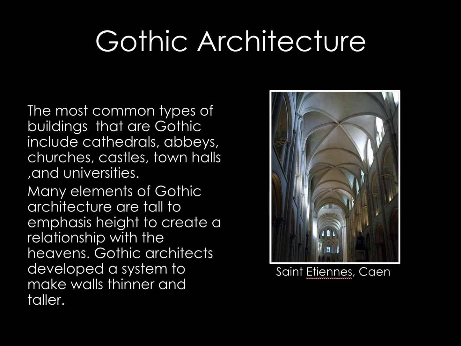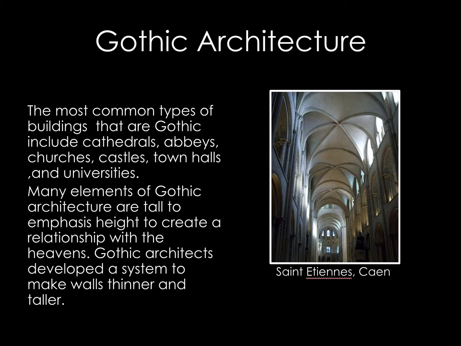The most common types of buildings that are Gothic include cathedrals, abbeys, churches, castles, town halls, and universities. Many elements of Gothic architecture are tall to emphasize height to create a relationship with the heavens. Gothic architects developed a system to make the walls thinner and taller.